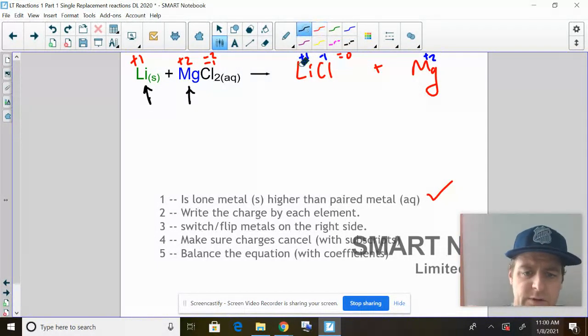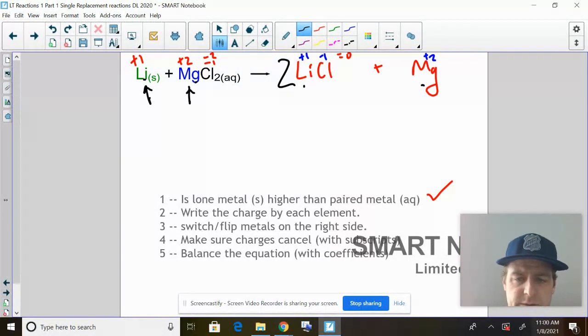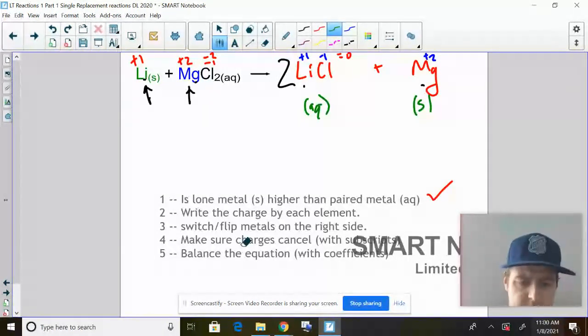Now the next thing that we do is balance the whole equation. 1 Li, 1 Li, 1 Mg, 1 Mg, 2 Cls, 2 Cls. Okay, and now what is paired is what we call the aqueous solution, and then this is called the solid. All right.